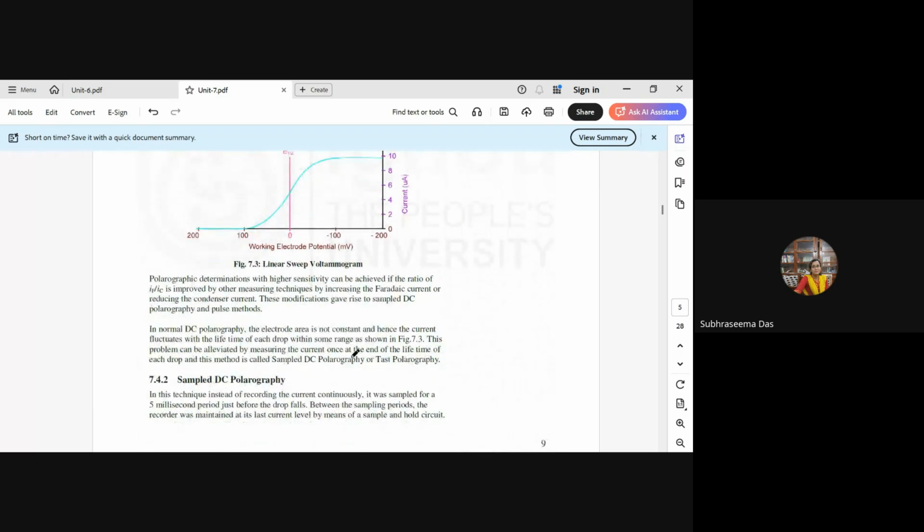Polarographic determinations with higher sensitivity can be achieved if the ratio of IF by IC is improved, by increasing the Faradaic current or reducing the condenser current. These modifications give rise to sampled DC polarography and pulsed methods. In normal DC polarography, the electrode area is not constant, and hence the current fluctuates with the time of each drop, as shown in figure 7.3. This problem can be alleviated by measuring the current at the end of the lifetime of each drop.